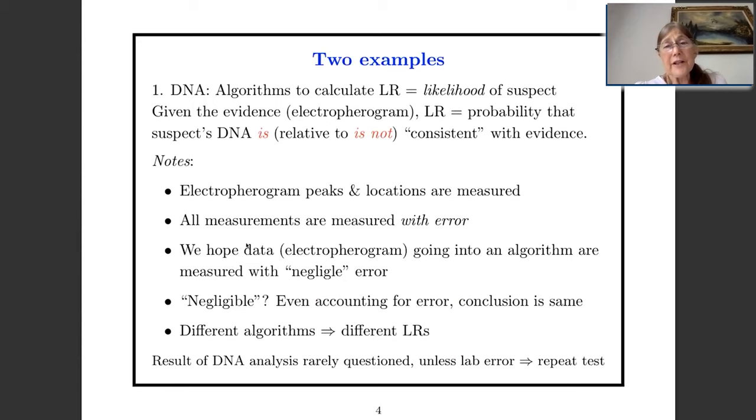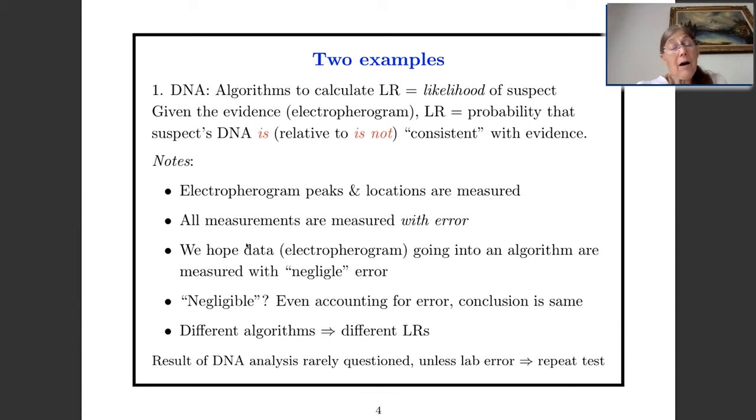By the way, different algorithms do give different likelihood ratios. That's been an interesting finding for me in working with Keith Inman at Cal State East Bay. I think it's important to remember, this gets back to the metrology aspect that Jeff Salyards was talking about. Electropherogram peaks and locations are measured. There's an instrument that spits out the answer, but it's certainly not perfect. All measurements are measured with error.